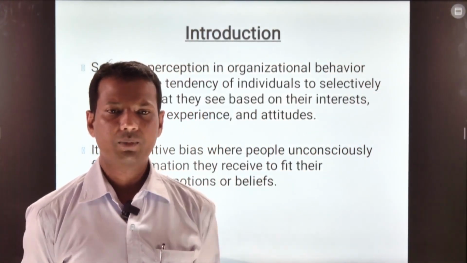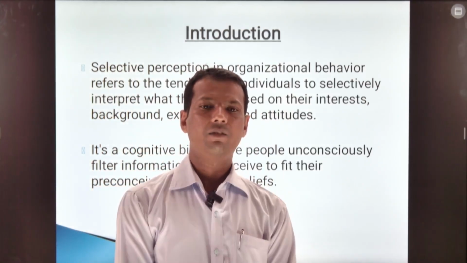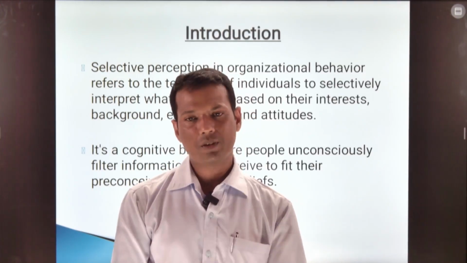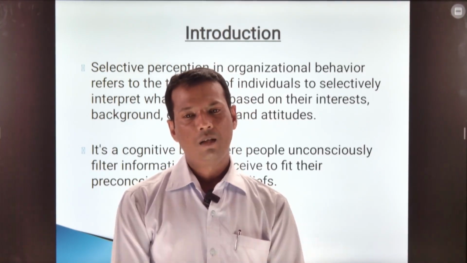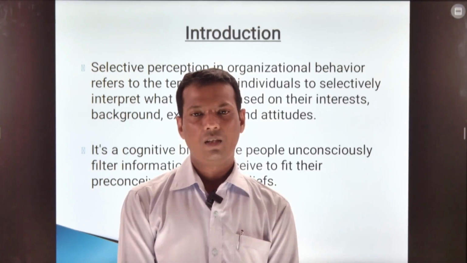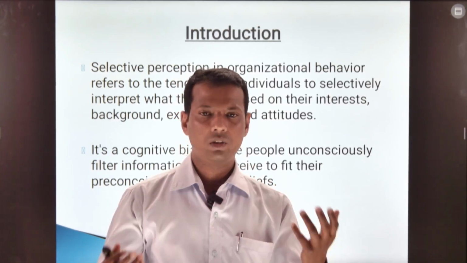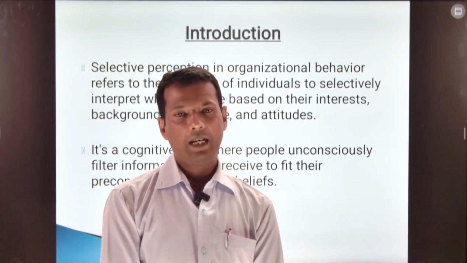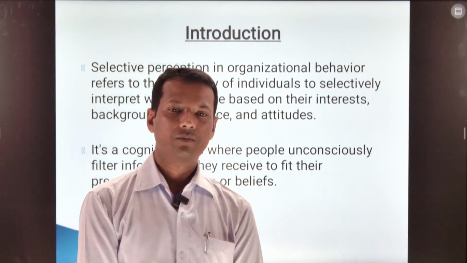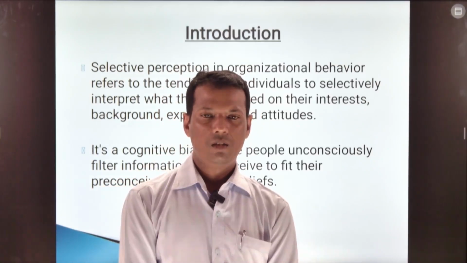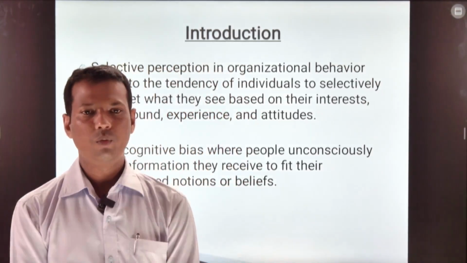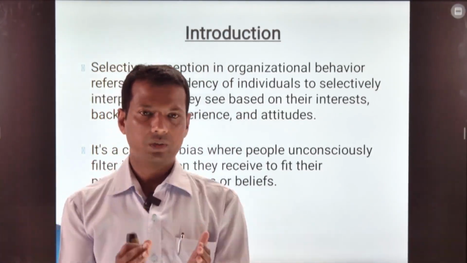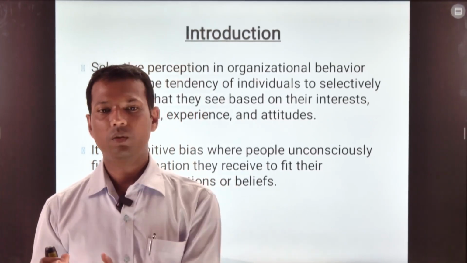Now, what do you mean by selective perception? Perception, we already know from the previous class. We have discussed what perception is: the way we perceive something, the way we perceive a person, the way we understand a situation. What goes into our head, what goes into our mind, the way we understand something is known as perception. Now, selective. What do you mean by selective? From selection, become choosy. We tend to choose something, and we tend to ignore something.